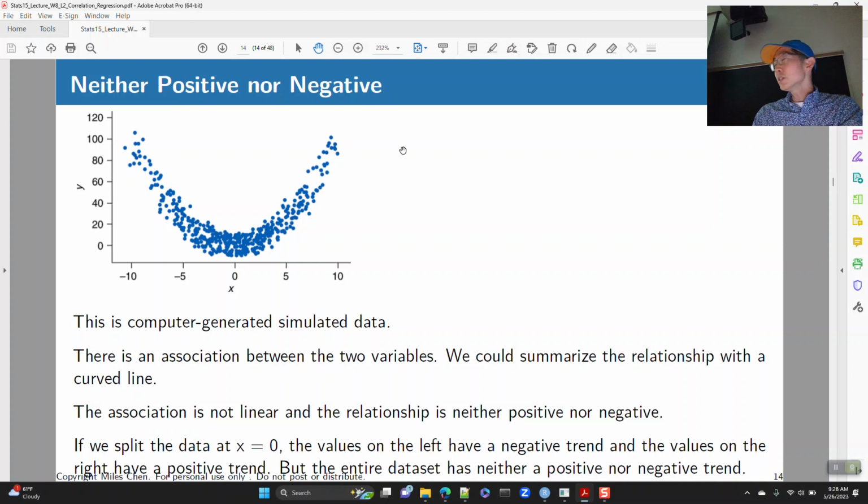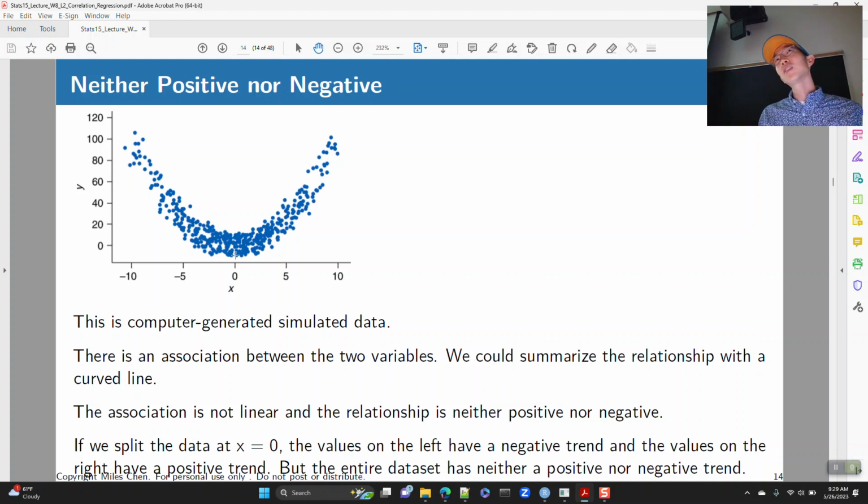Here's another example of something that is neither positive nor negative. This is some computer-generated data, but what we see is that large values of x go with large values of y. Small values of x all the way over here also go with large values of y. And then values of x in the middle go with smaller values of y. There is definitely a relationship, okay, between x and y, and it forms this U shape.